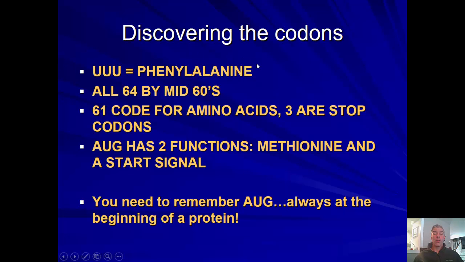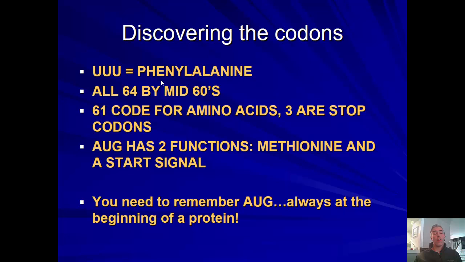This was the first one, phenylalanine, that they discovered. Phenylalanine is an amino acid. And then the poly Us, right? UUU is the word that codes for phenylalanine. Remember, amino acids have that amino group, the R group, and the carboxylic acid group next to it. 61 code for amino acids, and 3 are called stop codons. That's how the ribosome knows to stop assembling the protein at that point.